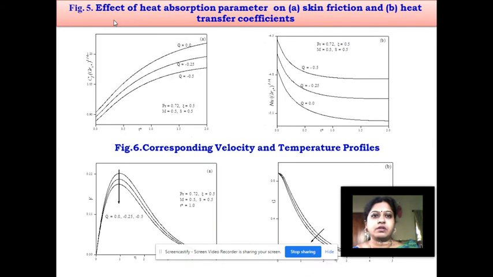And the next result is the effect of heat absorption parameter. This decreases the skin friction, whereas it increases the heat transfer coefficients. And also you can see that momentum boundary layer thickness is increasing, whereas thermal boundary layer thickness is decreasing.